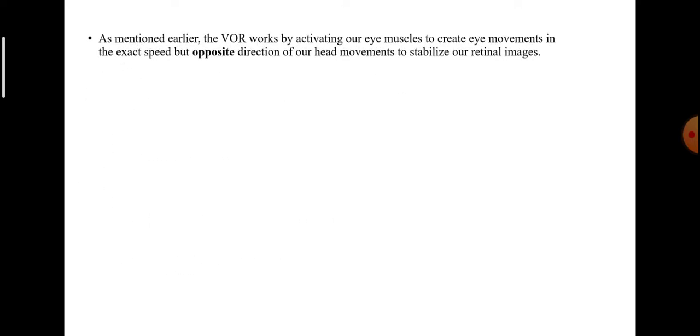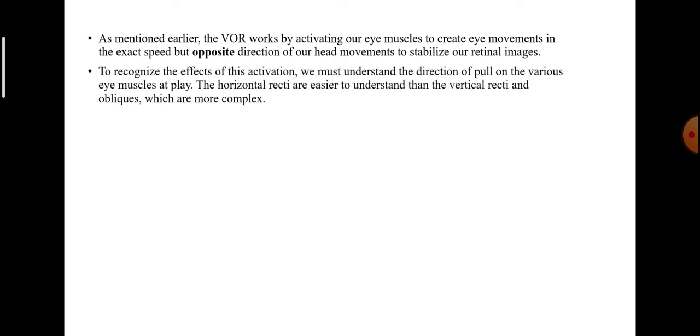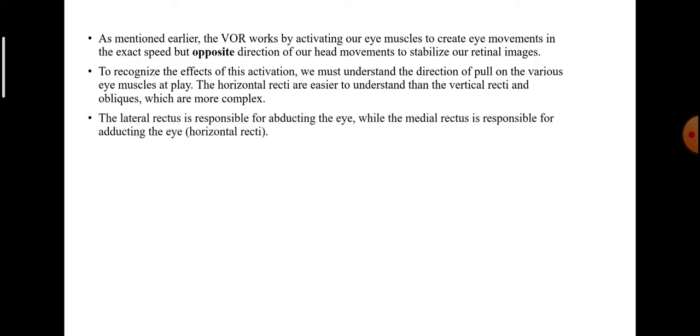As mentioned, the vestibular ocular reflex works by activating our eye muscles to create eye movements in the exact speed but opposite direction of our head movements to stabilize our retinal images. To recognize the effects of this activation, we must understand the direction of pull on the various eye muscles at play. The horizontal recti are easier to understand than the vertical recti and obliques, which are more complex. The lateral rectus muscle is responsible for abducting the eye, while the medial rectus is responsible for adducting. These are the horizontal recti.